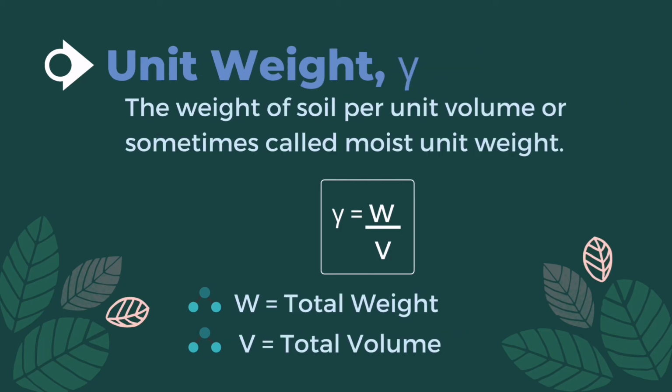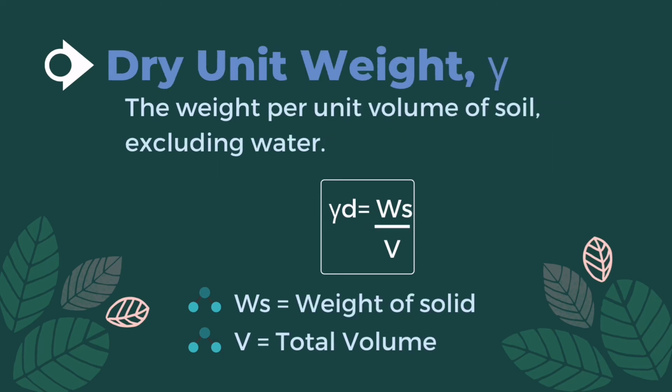Unit weight, gamma. The weight of soil per unit volume or sometimes called moist unit weight. Dapat ninyong tandaan na moist unit weight minsan sa problem si unit weight kasi madaming nagkakamali for not remembering this one. So, gamma is equals to total weight divided by the total volume. Dry unit weight, gamma dry. The weight per unit volume of soil excluding water, which is gamma dry is equals to weight of solid divided by the total volume.